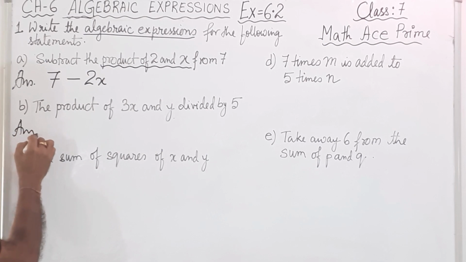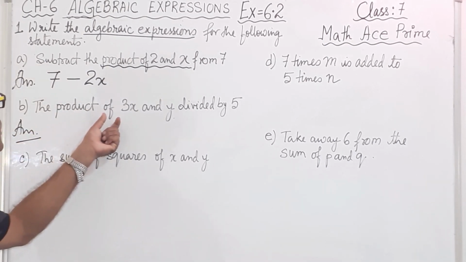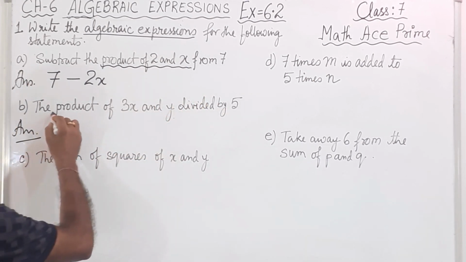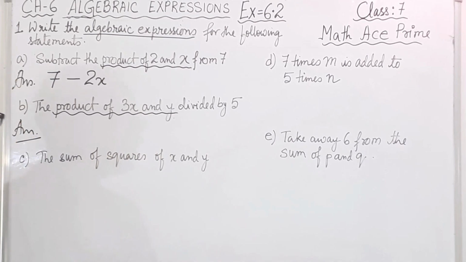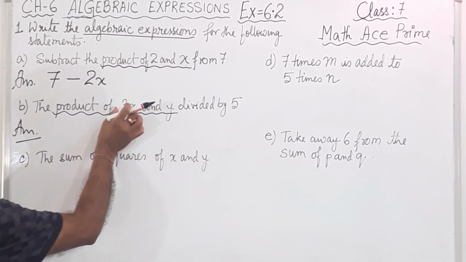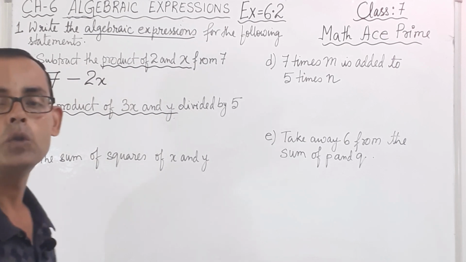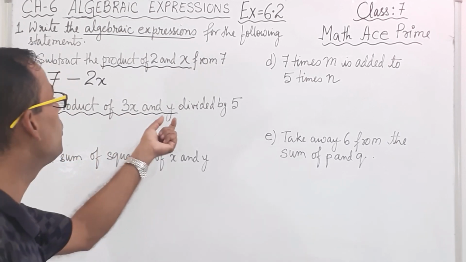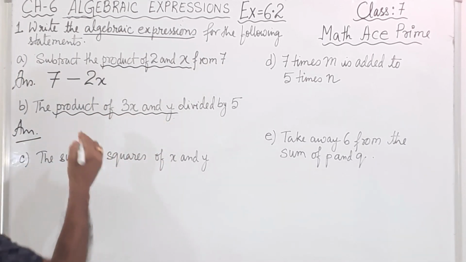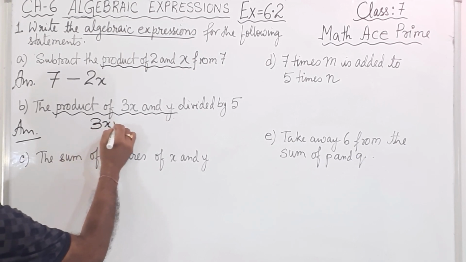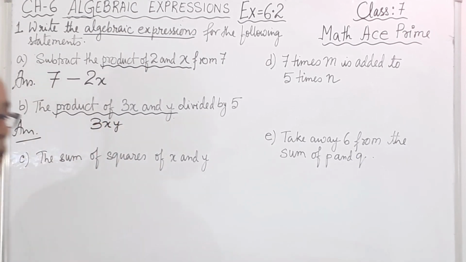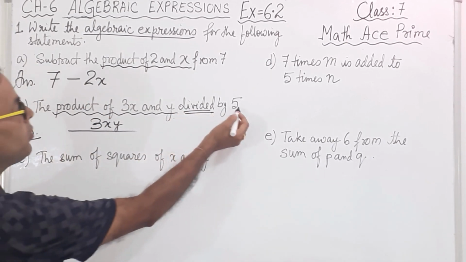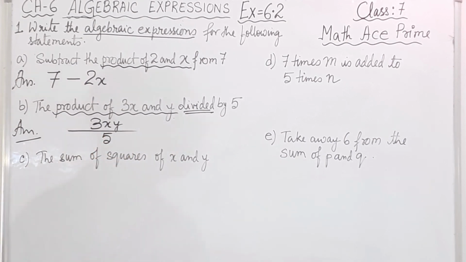Now the next one, number B: the product of 3x and y divided by 5. Product means you have to multiply 3x and y. You cannot multiply them, because 3 is a constant, and x and y are variables, so they sit side by side: 3xy, that means 3 into x into y. Divided by 5. So this is the answer.